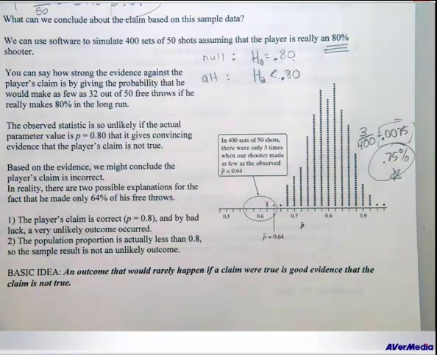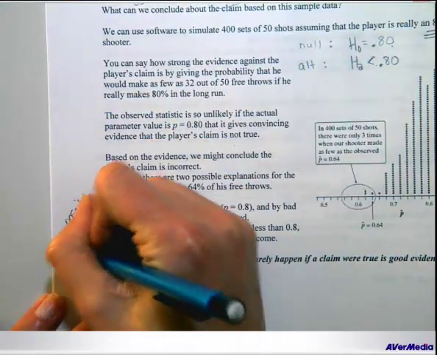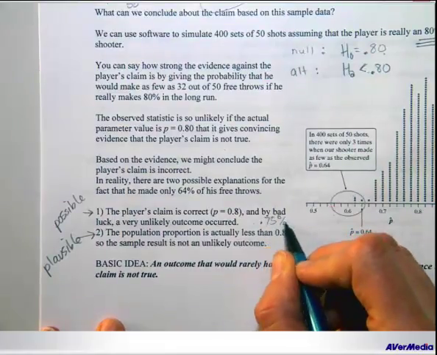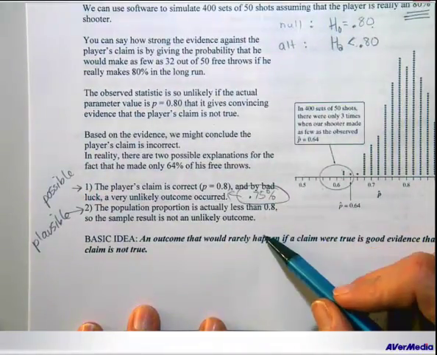But there's really two choices here. Once we get this 0.75%, we either say the player's claim is correct and just had very, very bad luck that day. He really is an 80% free throw shooter, just happened to shoot very poorly. That's still possible. But the more plausible idea is this one: the population proportion is actually less than 0.8. Does that make sense? So we're going to use some terminology now: this first one is what's called possible, but the second is actually the more plausible. And that's because there was only a 0.75% chance that the first one would happen. So it's possible, right, but not very likely. And so this one is the plausible answer.